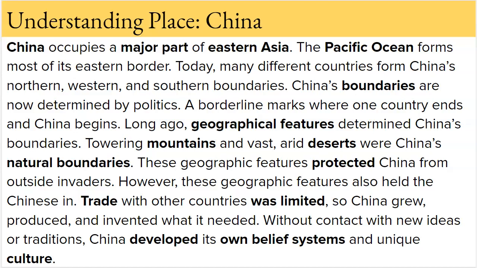Long ago, geographical features determined China's boundaries. Towering mountains and vast arid deserts were China's natural boundaries. These geographic features protected China from outside invaders. However, these geographic features also held the Chinese in. Trade with other countries was limited, so China grew, produced, and invented what it needed. Without contact with other new ideas or traditions, China developed its own belief systems and unique culture.